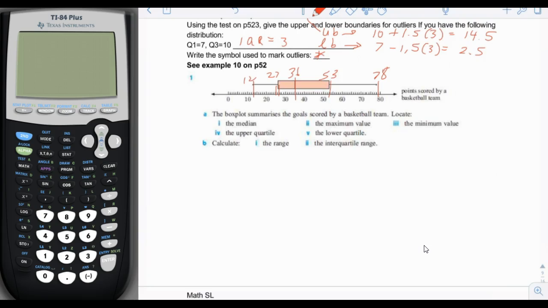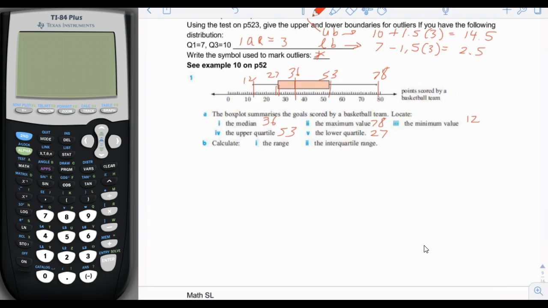Okay, so let's see what they're going to ask us. Well, first they're going to ask us the median. We just said it was 36. Upper quartile we said was 53. Maximum value we said was 78. Minimum value we said was 12. And the lower quartile we said was 27. They might be off by 1.